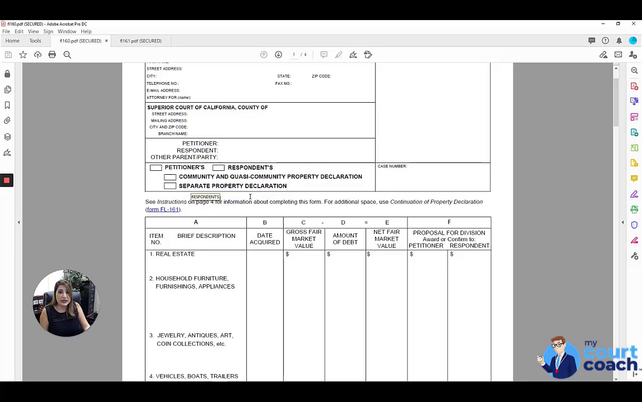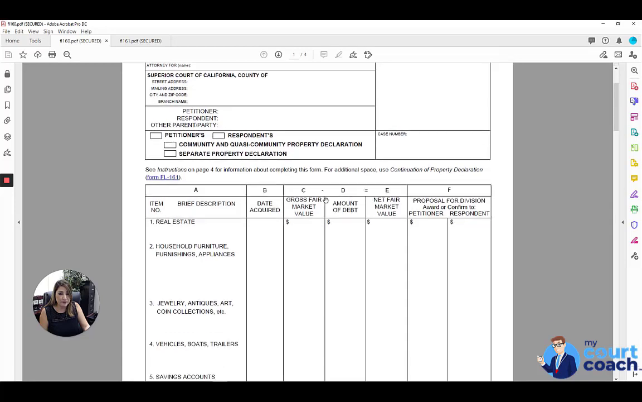Just for reference sake, quasi-community property is property that may be located out of the state of California, but still acquired during the marriage. Or it can be used to list your separate property. You may use one for listing community property, one for separate property. Separate property should not be combined on the same form as community property.